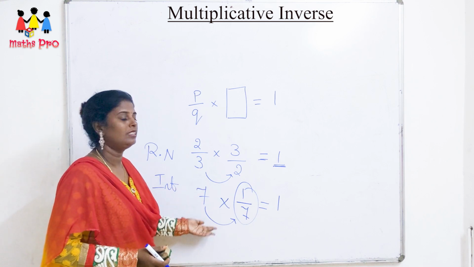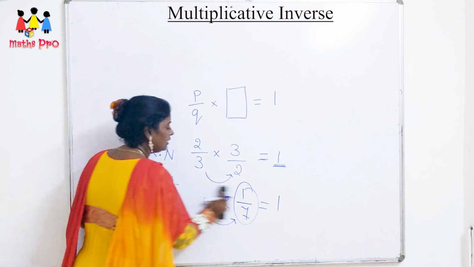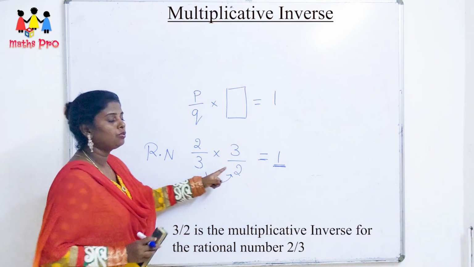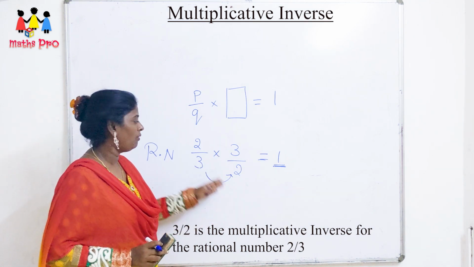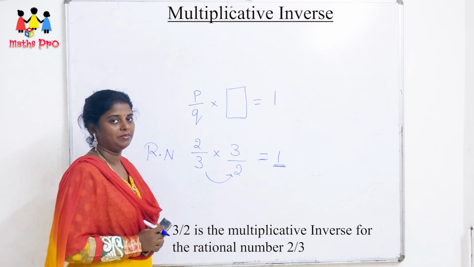So here, we are talking about the rational number. 3 by 2 is the multiplicative inverse of 2 by 3, for the rational number 2 by 3.